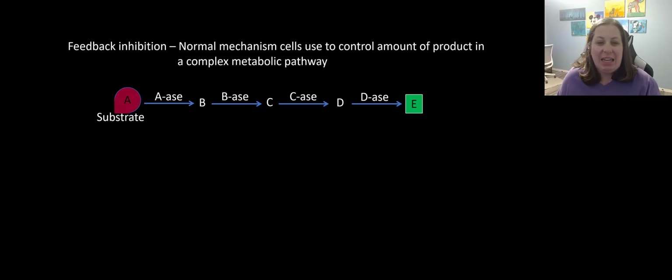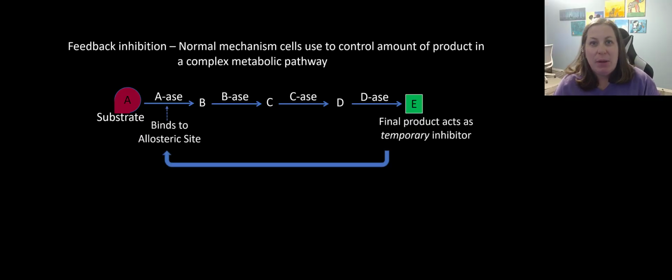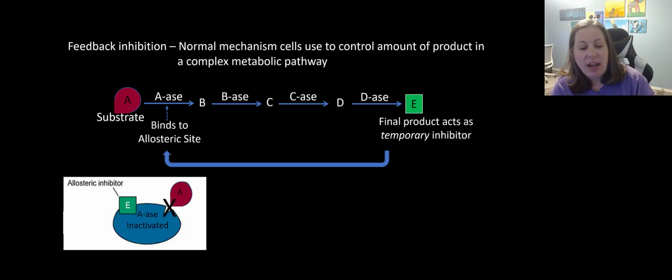Now what can happen is this final product, E, can attach to that first enzyme, AACE. When it attaches, it's going to temporarily inhibit it. It attaches to an allosteric site like you see here, and this means A can no longer attach. This will continue until we run out of E. Once the product gets lower and we no longer have E, E will unattach from this enzyme and then the whole cascade can start again.